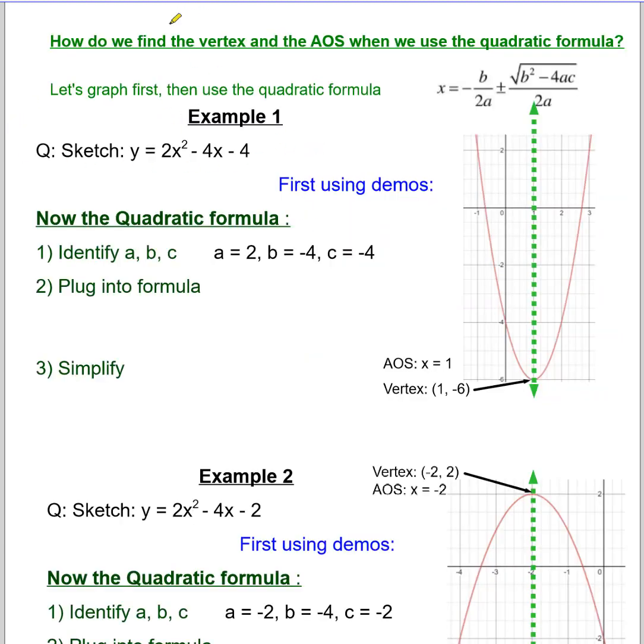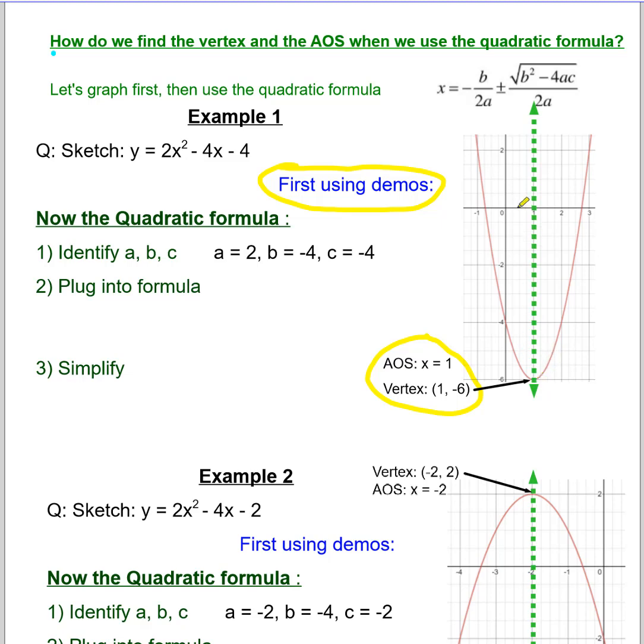Okay, so as I said, let's do the first one first. This third one first. How do we find the vertex and the AOS when we use the quadratic formula? Now, what I'm going to do in both of these cases is first use Desmos, okay? And if you look, I found this through Desmos just by pointing to this vertex and the axis of symmetry. The axis of symmetry is this dotted vertical line that splits the parabola in half into 2 equal parts, right? Perfect symmetry. You could fold it over and it would line up perfectly, right? That's what that symmetry means.